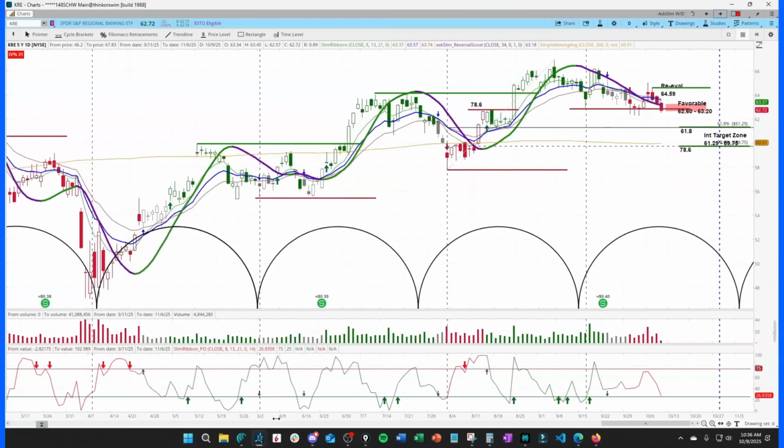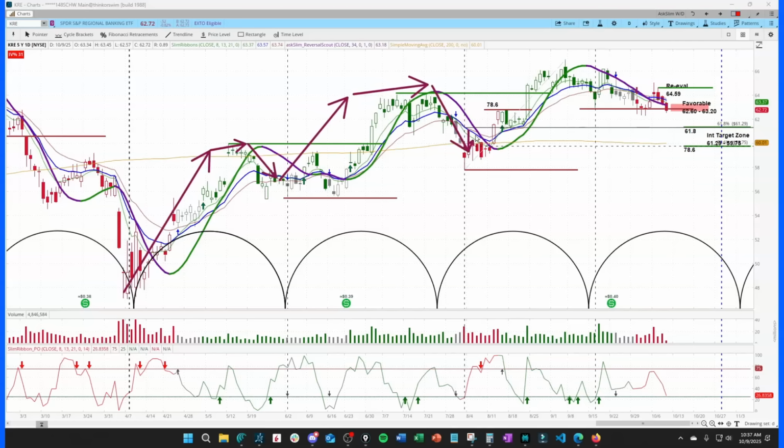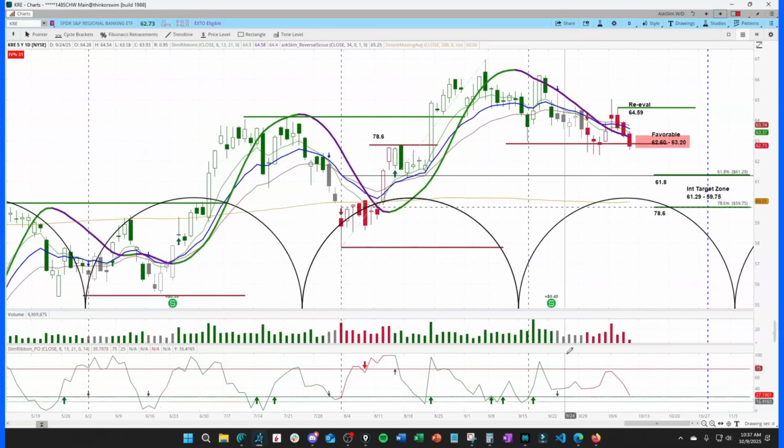Throughout this whole move, you are only seeing a series of positive cycles with higher cycle highs, higher cycle lows, right? That has now changed. Look at what's happening in the RS. The RS has been holding red this whole time period. Even in that rally, the RS was actually negative. And now we are actually looking for this to fail somewhere around that 62.62, 63.20 area versus 64.59.